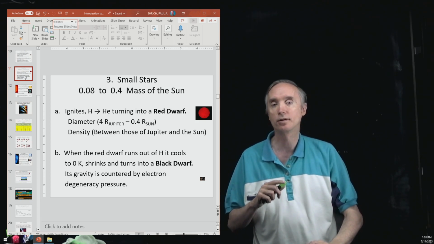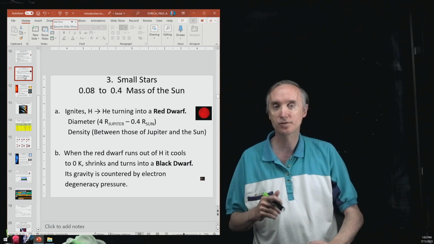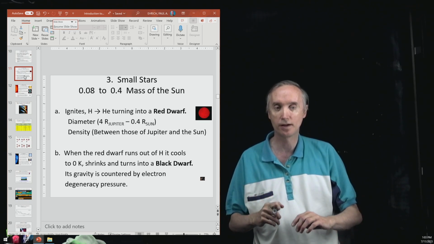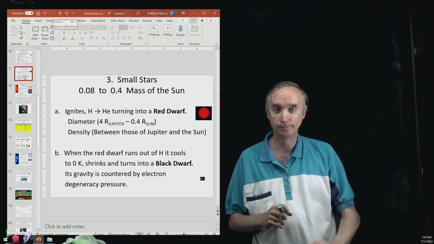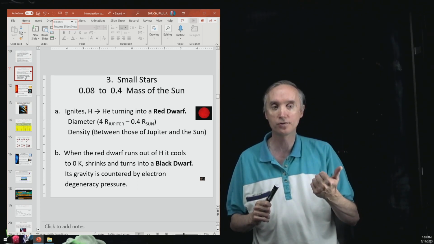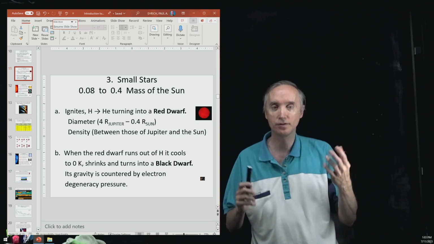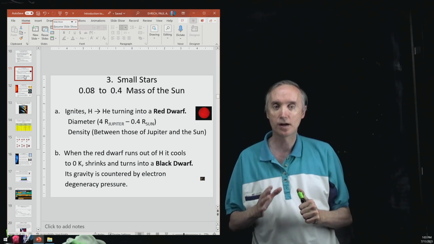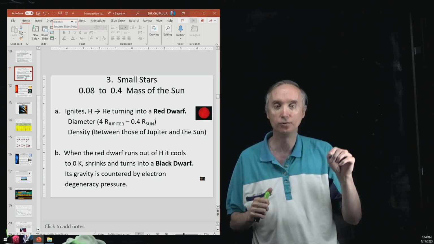We're talking about objects that are going to be smaller than our star, but they're going to be bigger than Jupiter. So if you recall, Jupiter had a mass that was less than 8% the mass of the sun. So these are going to be objects that are between 8% the mass of the sun up to 40% the mass of our sun. Now these do have enough mass to cause enough force, to cause enough pressure, to cause enough temperature to get to that magic number of 10 million Kelvin. So these objects will ignite, and when they ignite, they will start to convert hydrogen into helium.